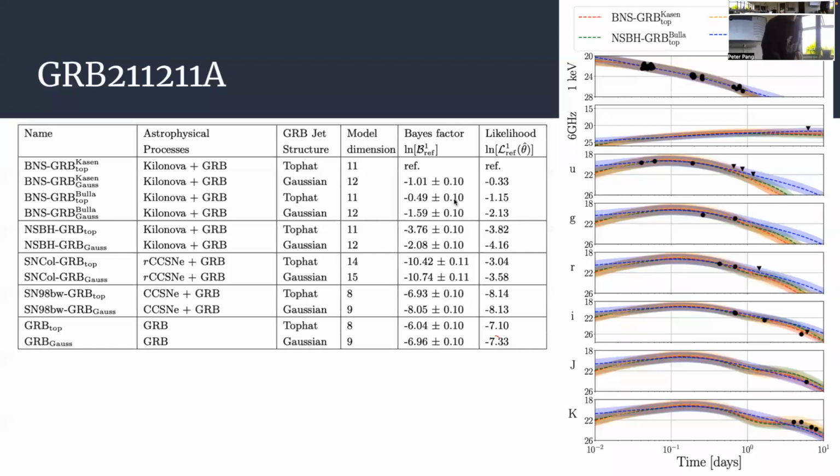So for this Bayes factor here, I would say there's no preference. The preference for different kilonova models is very weak, basically nothing. But you see here, you can say that a supernova may not be very likely, because you see the Bayes factor of 10 is much higher now.